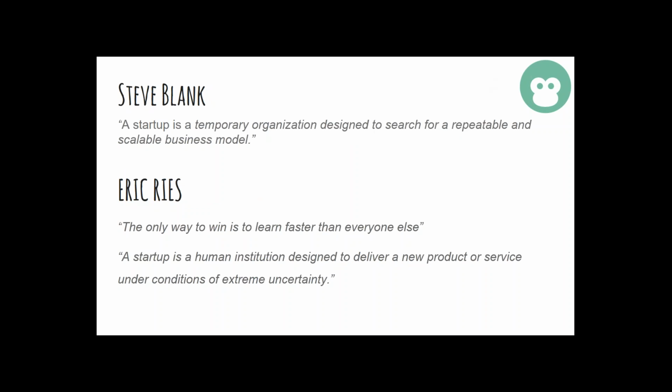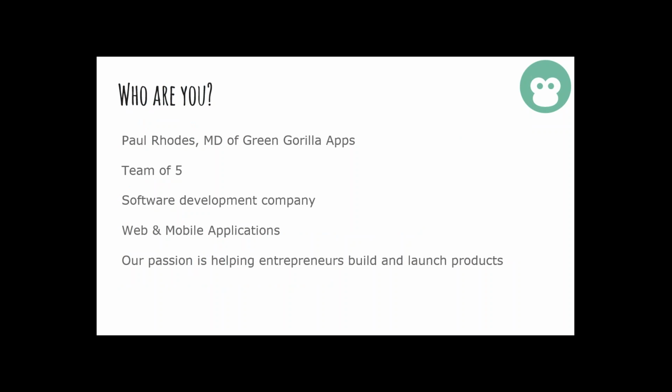So Steve Blank: a startup is a temporary organization designed to search for a repeatable and scalable business model. And Eric Ries: the only way to win is to learn faster than anyone else. And we'll talk about that. It doesn't mean necessarily learn everything there is to know about astronomy. He's on about how to learn from your customers. And then a startup is a human institution designed to deliver a new product or service under conditions of extreme uncertainty. And I think that's a really good analysis of pretty much where all our customers sit.